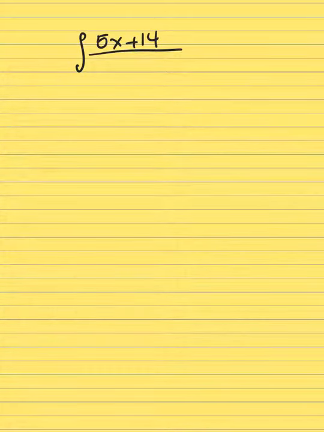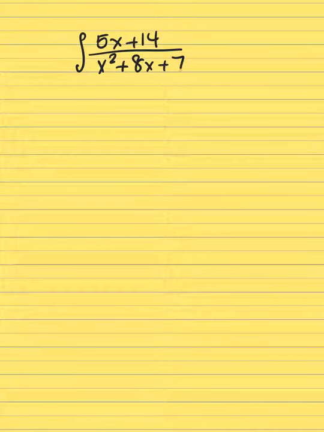Let's say we'll do (5x + 14) over (x squared + 8x + 7). So now let's take a look. I'm not going to be able to solve this with U sub, and not going to be able to do it with integration by parts. I'm going to do partial fractions.